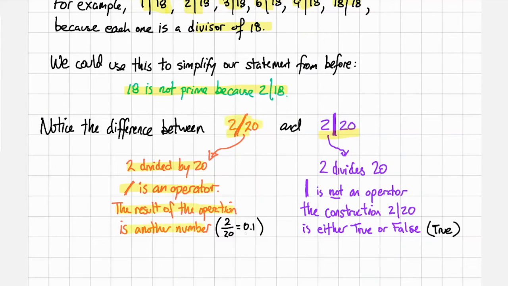2 divided by 20 is 0.1. On the other hand, in the statement 2 divides 20, the vertical bar is not an operator. When you see 2 divides 20, this is either a statement that's true or false. So 2 divides 20 is true, but 3 divides 20 is not true.